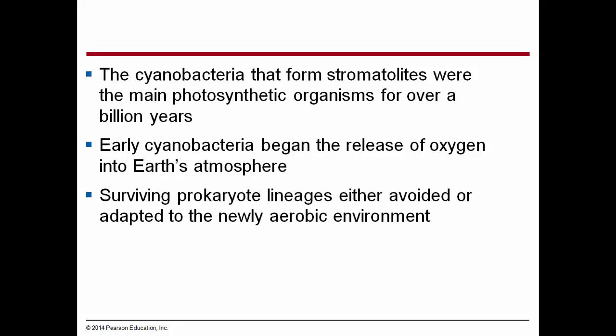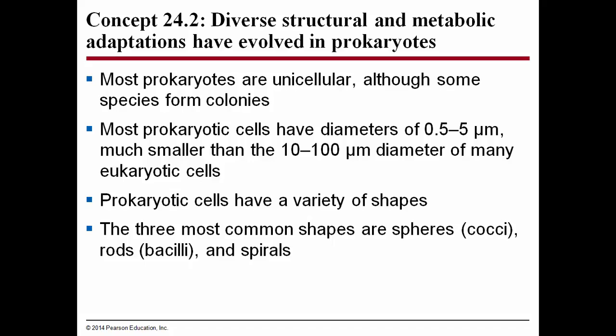The cyanobacteria that formed stromatolites were the main photosynthetic organisms for over 1 billion years. Early cyanobacteria began to release the oxygen into the Earth's atmosphere. Surviving prokaryotic lineages either avoided or adapted to the newly aerobic environment. Diverse structural and metabolic adaptations have evolved in prokaryotes.